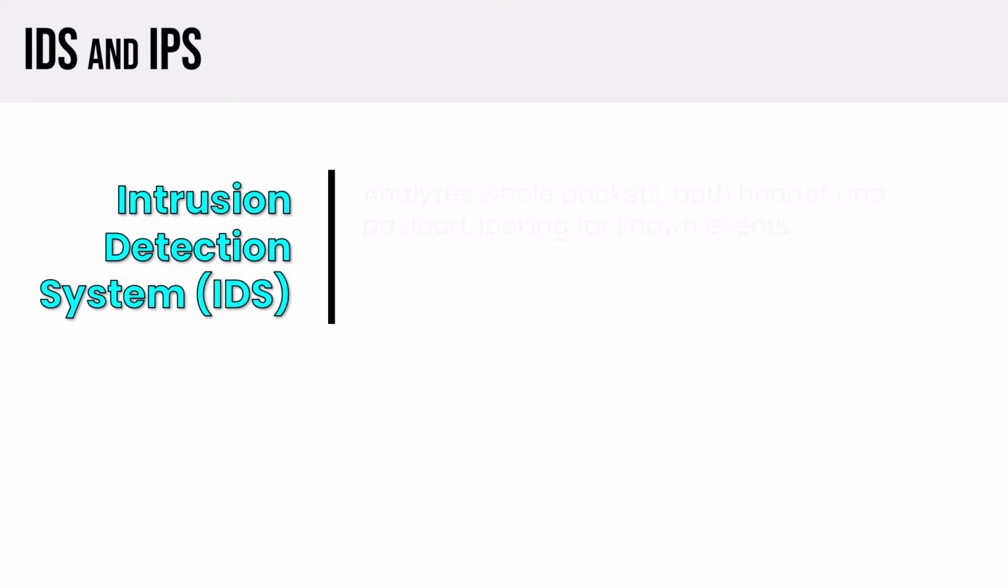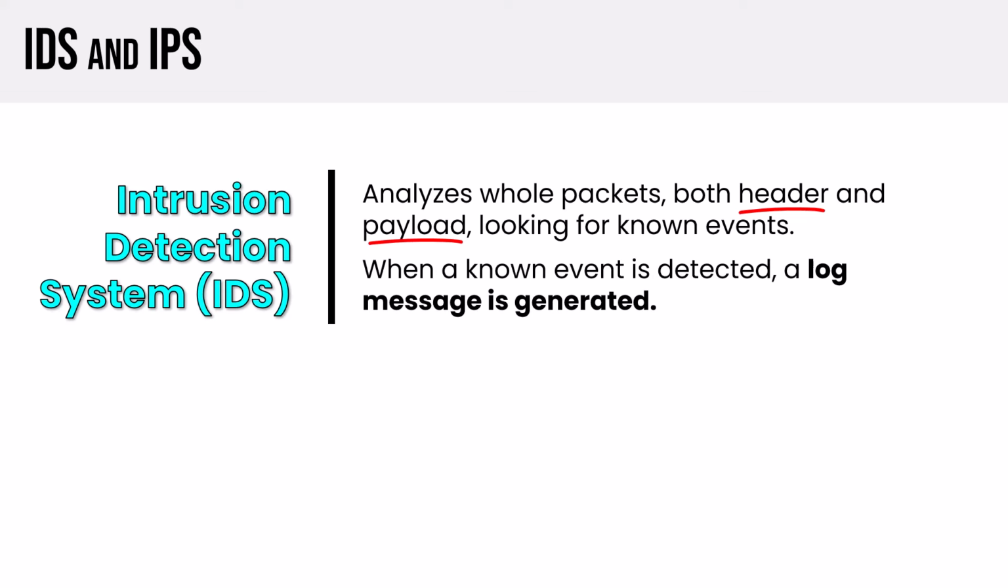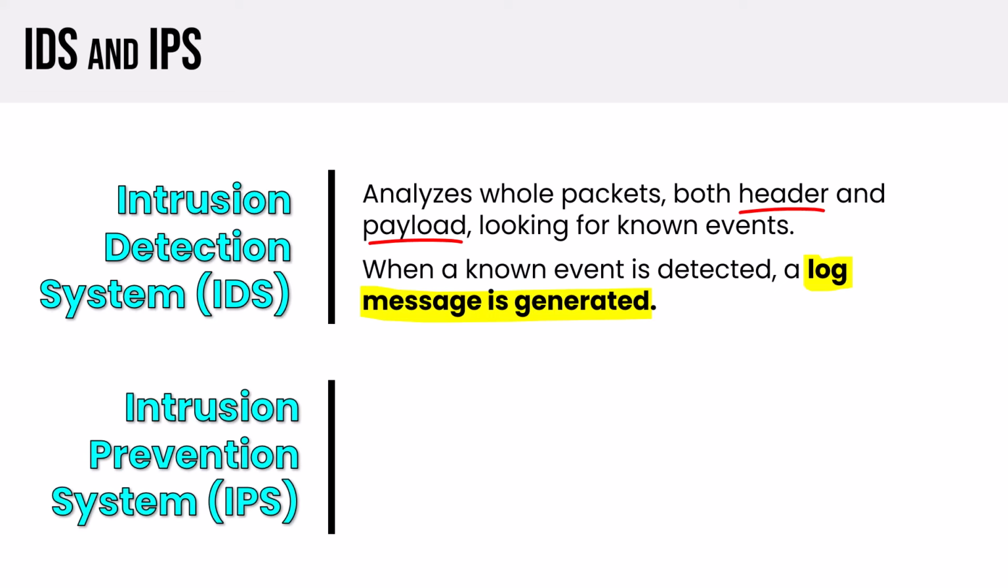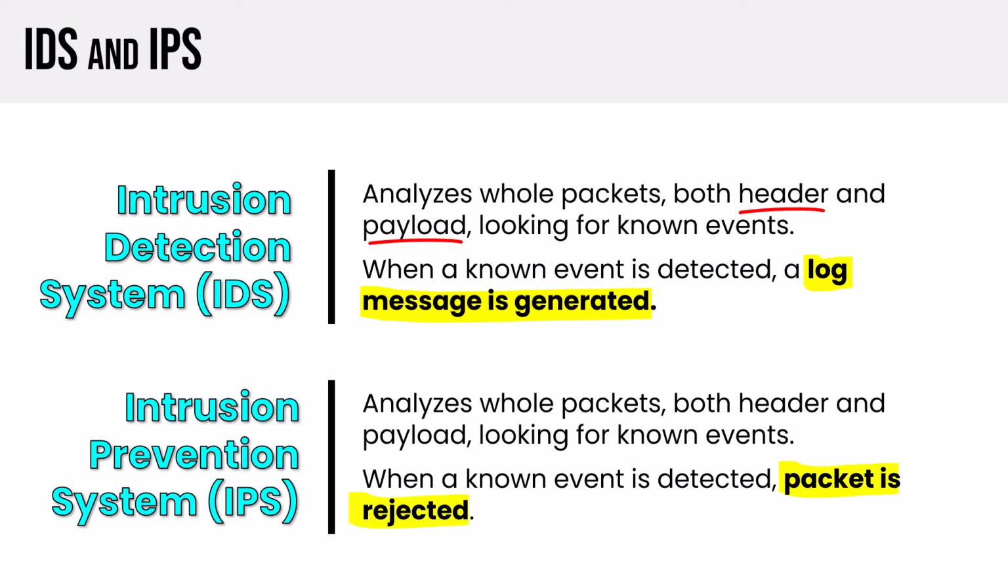We see intrusion detection and intrusion prevention called out explicitly on the syllabus as well, so a few items we need to cover here. There's intrusion detection systems, which analyze whole packets, both header and payload, looking for known events. And when a known event is detected, a log message is generated, maybe an alert is sent, but that's basically it. Now with intrusion prevention, that system analyzes whole packets, both header and payload, looking for known events, but when a known event is detected, the packet is rejected. So it actively prevents malicious activity.